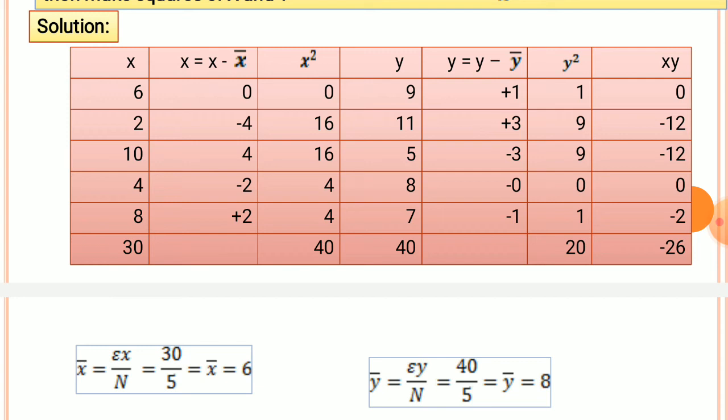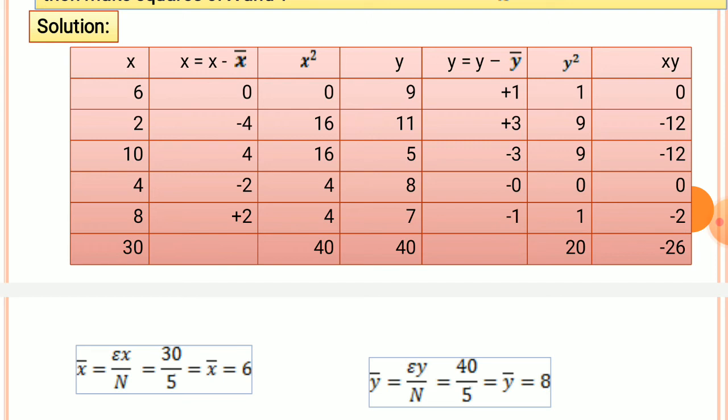Now for the y series, make the differences of all the values from y bar. 9 minus 8 is plus 1, 11 minus 8 is 3, 5 minus 8 is minus 3, 8 minus 8 is 0, 7 minus 8 is minus 1. Now make the square of y. Plus 1 whole square is 1, plus 3 whole square is 9, minus 3 whole square is 9, 0 whole square is 0, minus 1 whole square is plus 1.